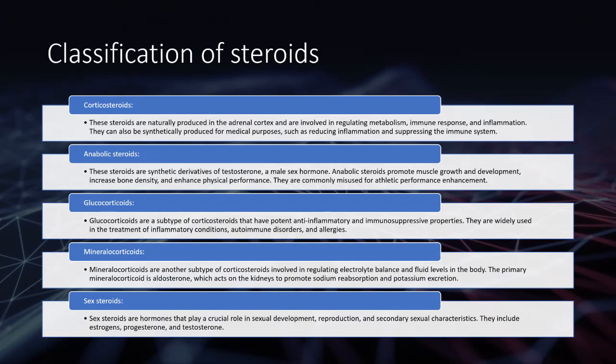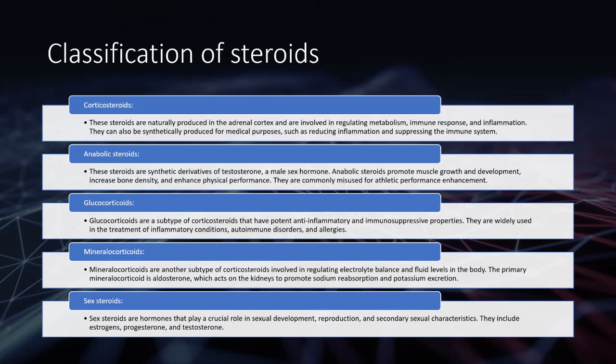Glucocorticoids are a subtype of corticosteroids with potent anti-inflammatory and immunosuppressive properties. They are widely used in the treatment of inflammatory conditions, autoimmune disorders, and allergies. Examples include prednisone and dexamethasone, which help manage symptoms by reducing inflammation and suppressing the immune system's overactivity.